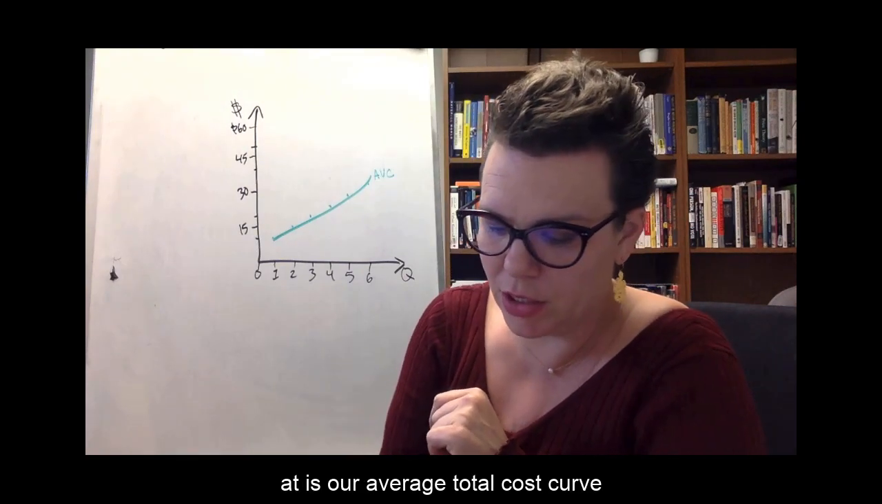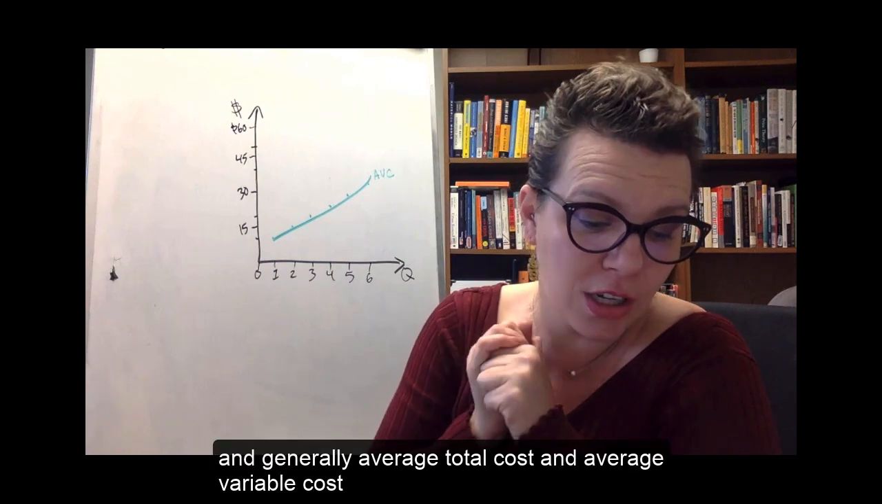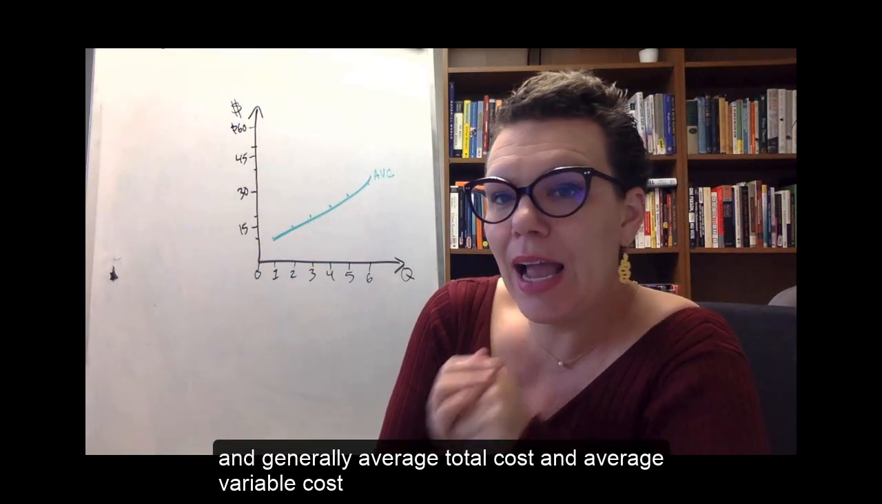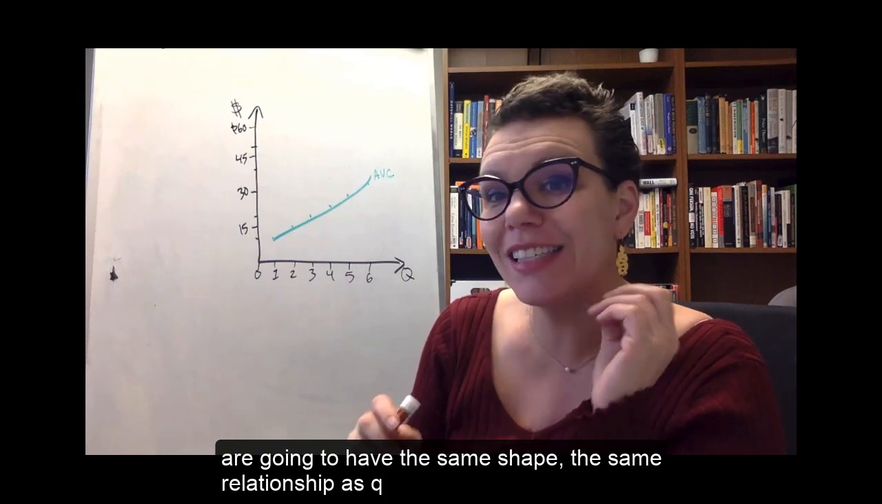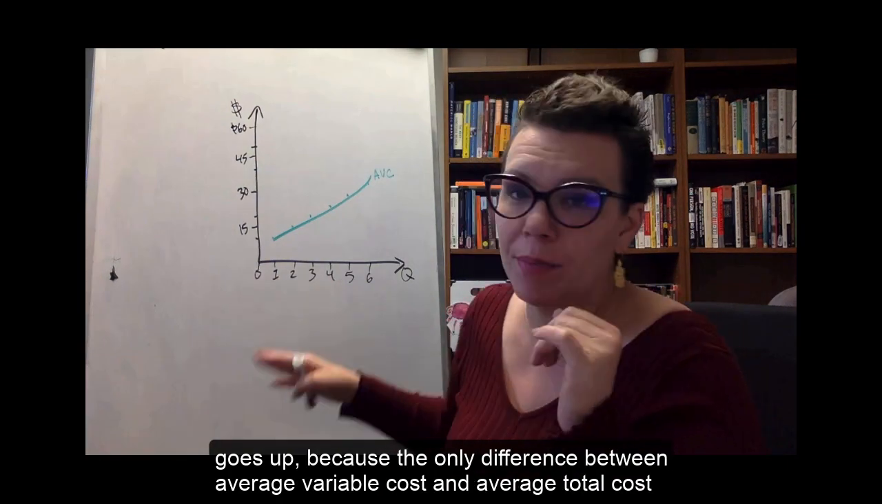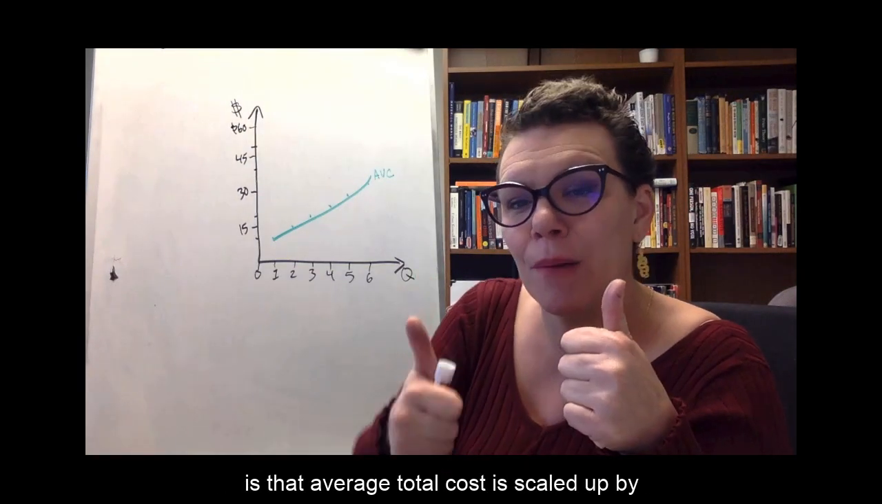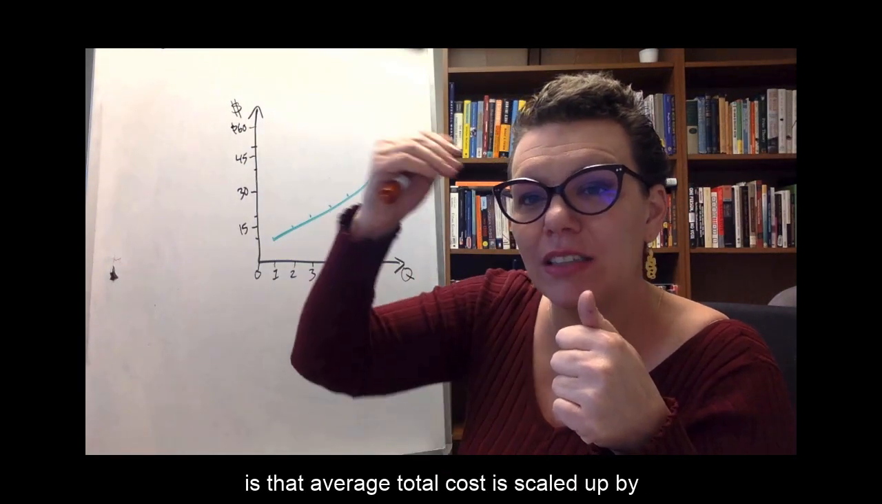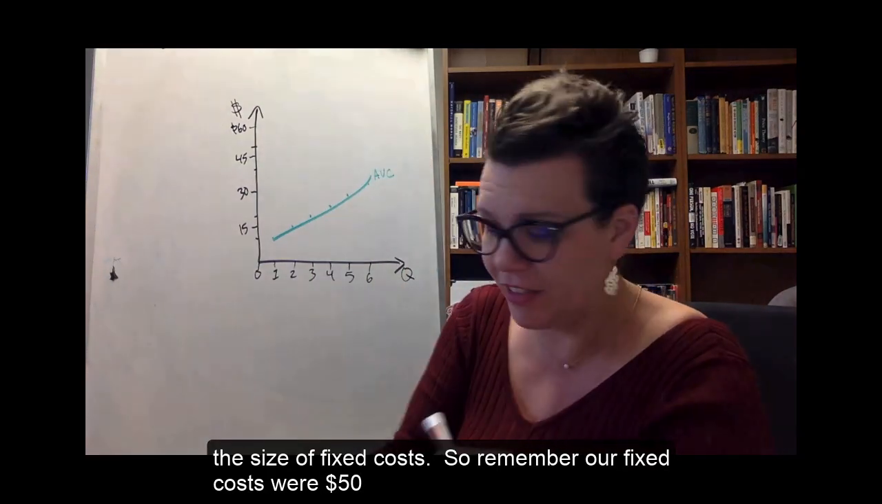The next one we want to look at is our average total cost curve. And generally, average total cost and average variable cost are going to have the same shape, the same relationship as Q goes up. Because the only difference between average variable cost and average total cost is that average total cost is scaled up by the size of fixed cost.